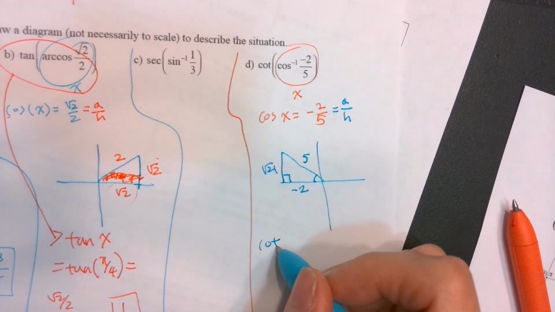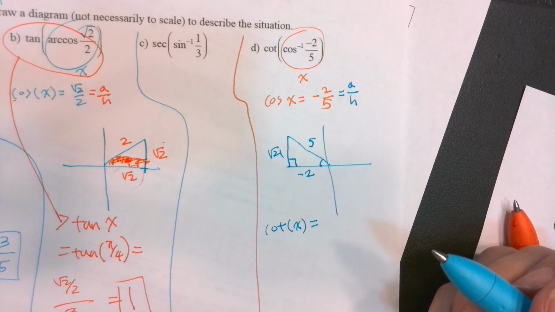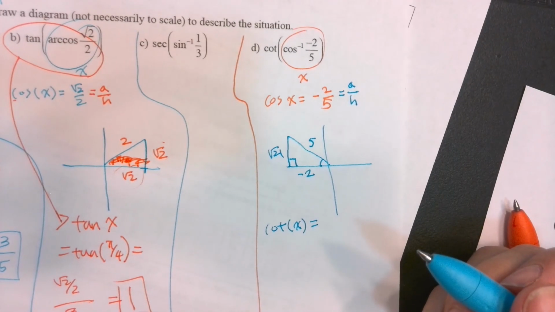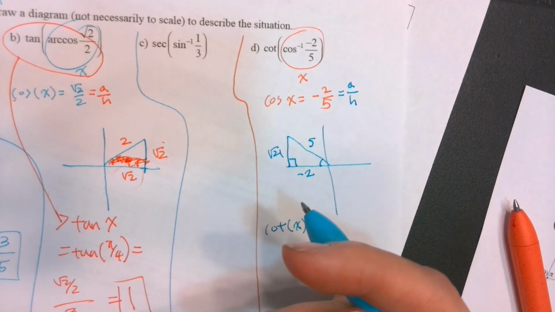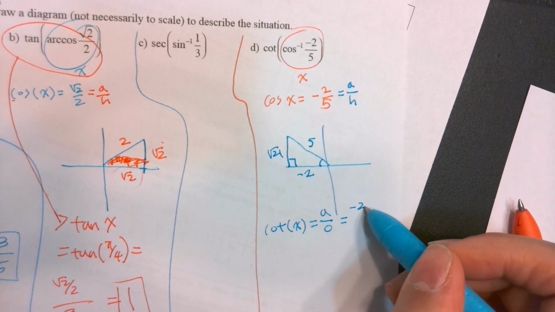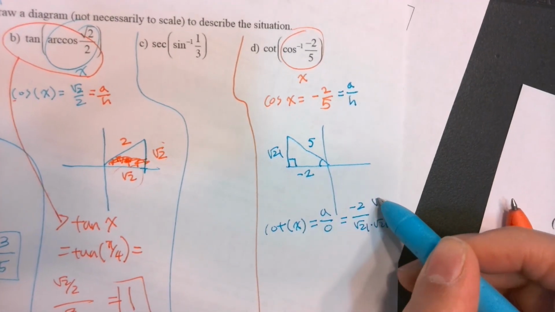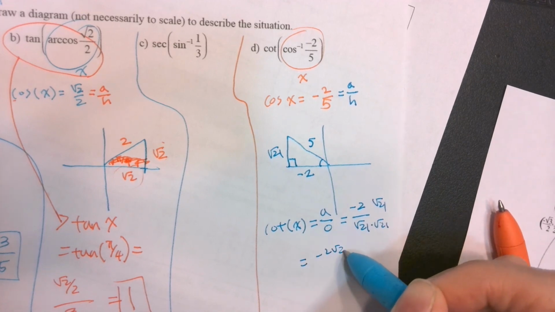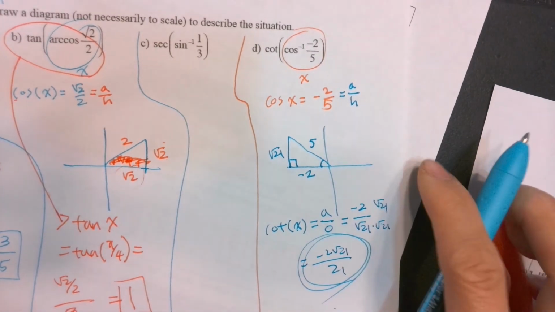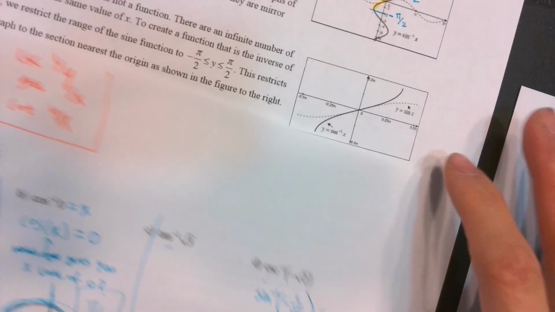Now I need to find cotangent of x. Let's see, think. Cotangent is the reciprocal of tangent. Tangent is opposite over adjacent. Reciprocal of that: adjacent side -2, opposite side square root of 21. Reciprocalize it, -2 square root of 21 over 21. Cool. All right, so that's how it's done.